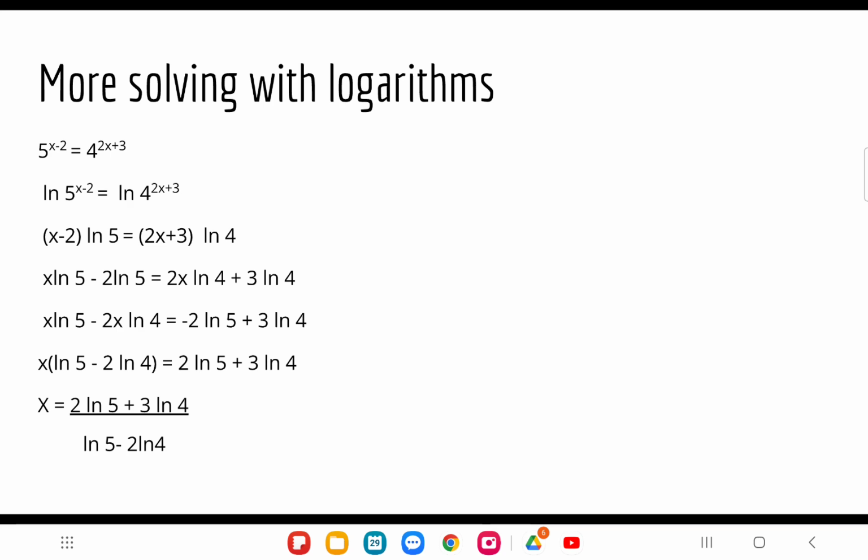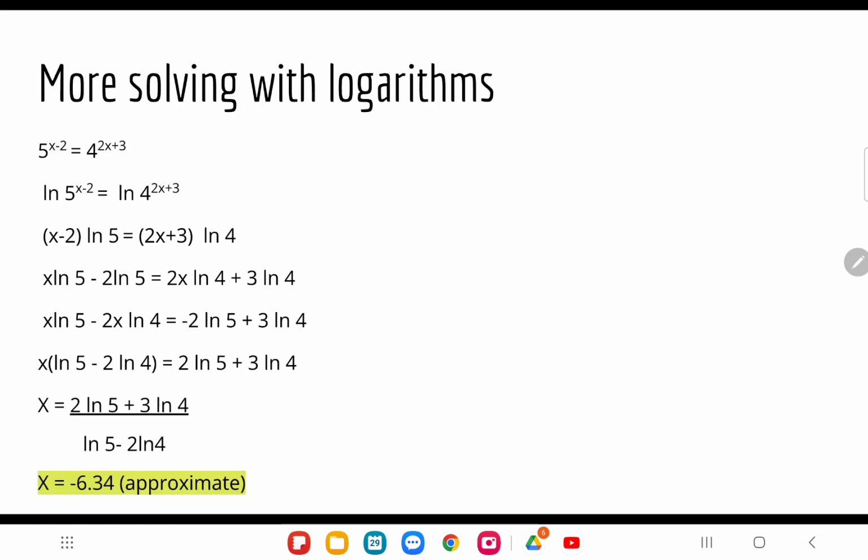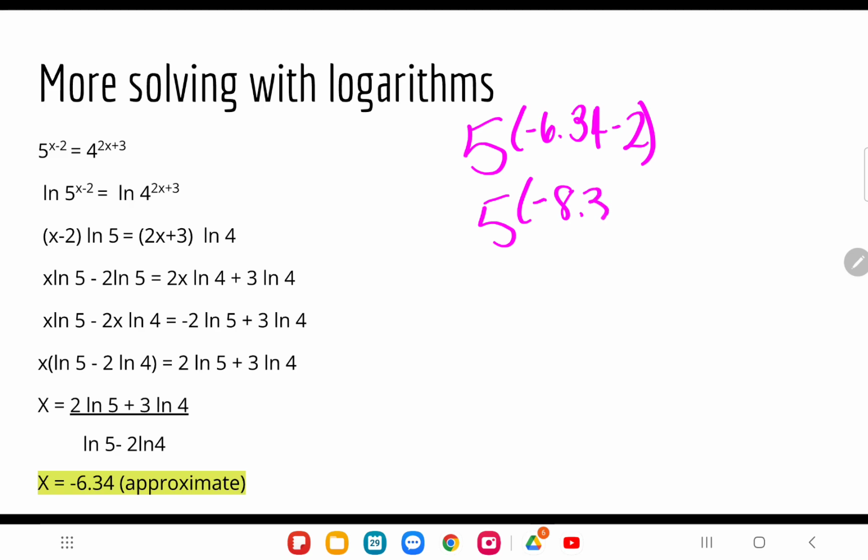You also can substitute it into your expression to see that you can substitute this value of negative 6.34 into your original expression. So you would have 5 raised to the negative 6.34 minus 2, or 5 raised to the negative 8.34 power. And you could see if that is equal to 4 raised to the 2 times negative 6.34 plus 3 power.